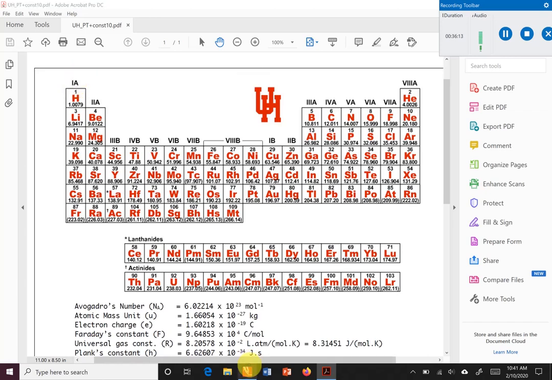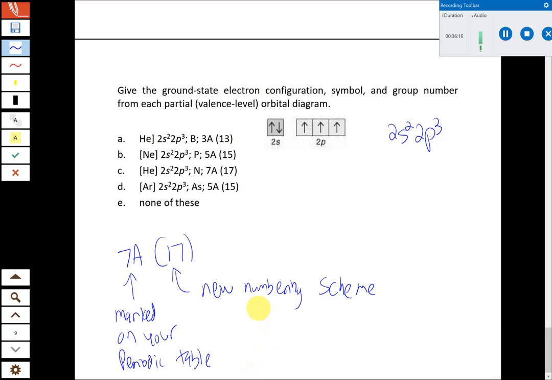But the point is that in this problem we gave you two different group numbering schemes. Now we're not going to try to trick you by having the two numbering schemes not match up with each other. So group 3A is the same as 13, group 5A is the same as 15, group 7A is the same as 17. So we're not going to trip you up by giving you the wrong match between those. But if you look again back at choice C, which is the one we've been focused on because it has the right element in it, 7A17, is that the correct group number for nitrogen?